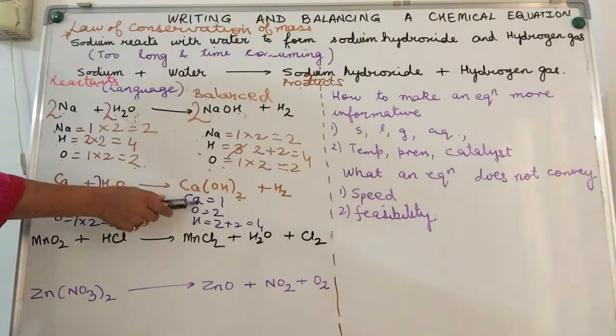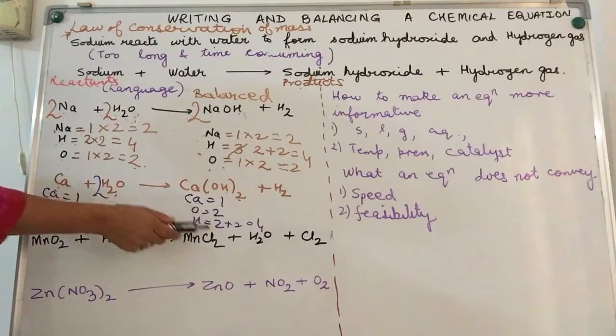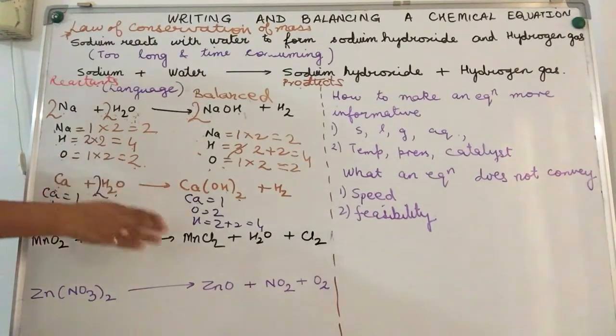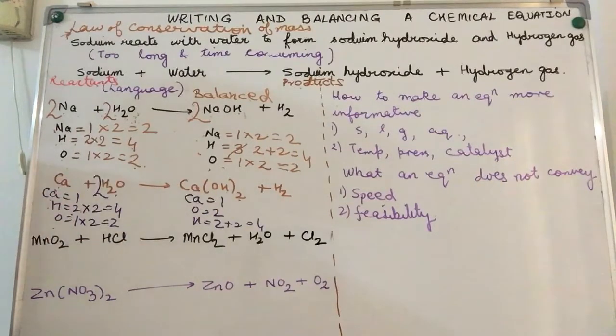Calcium 1, calcium 1. Hydrogen 4, hydrogen 4. Oxygen 2, oxygen 2. So this equation becomes balanced for us. Would you like to try and balance the third and fourth equation yourself? It is very easy. You just have to be careful about the atoms of the same type in different forms.